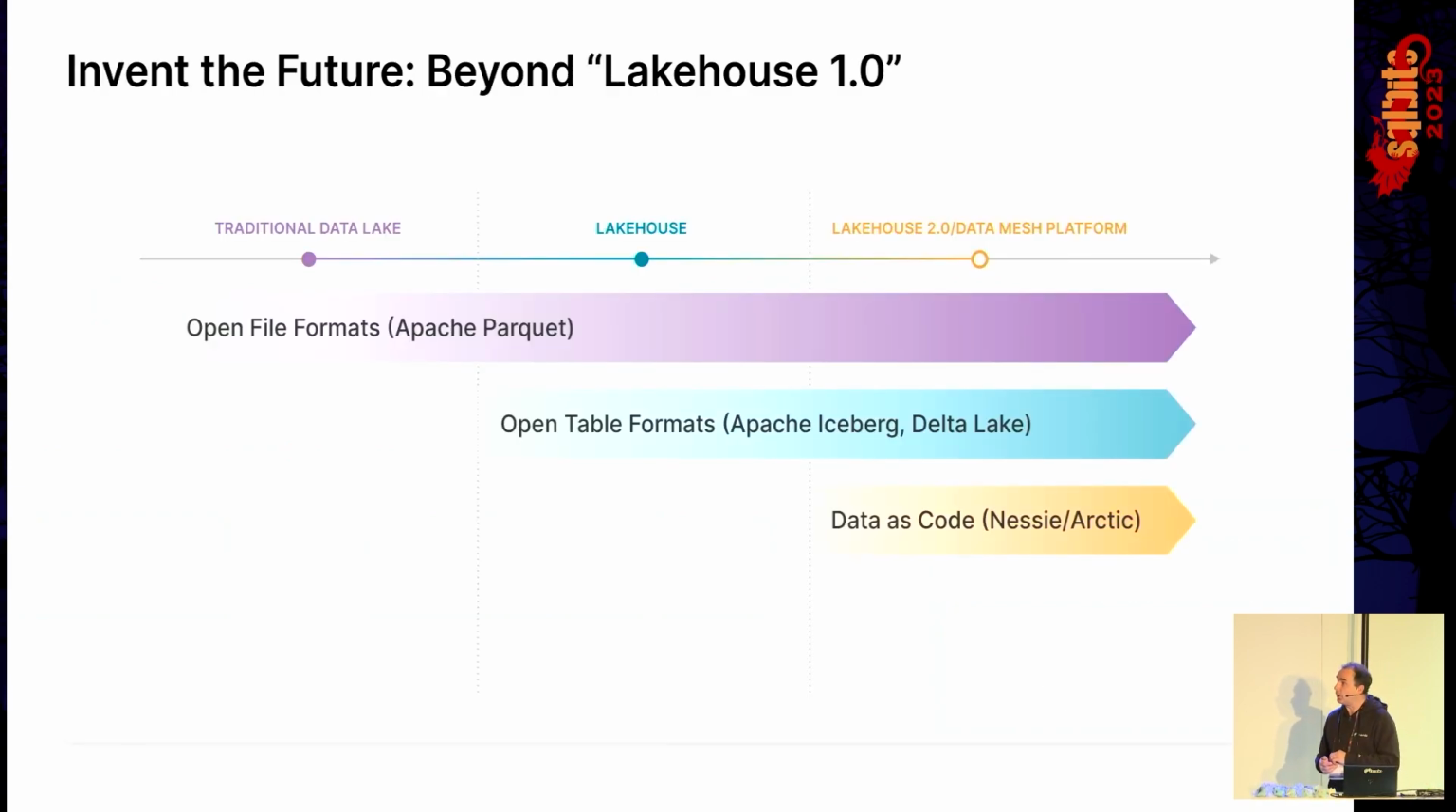We started off here by thinking about open file formats, typically Parquet. It could be ORC as well, that's sometimes around, but Parquet seems to be the one that's winning. Then we started looking at open table formats, so we started to look at Iceberg and Delta Lake. But now we're also looking at this other third element, which we've given the name data as code.